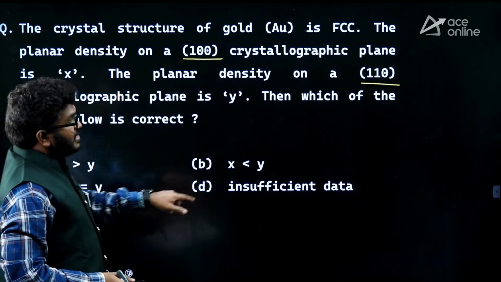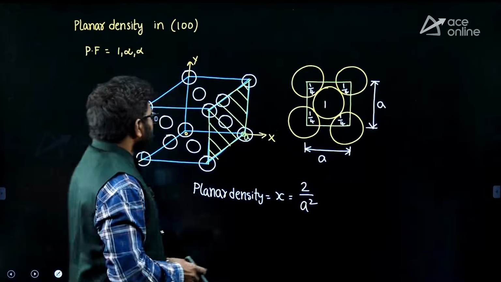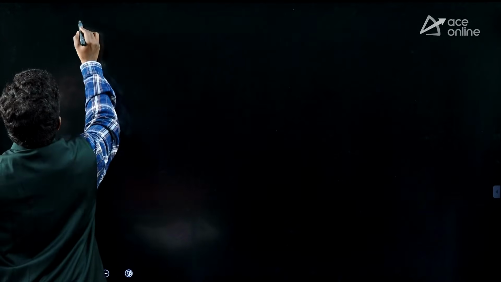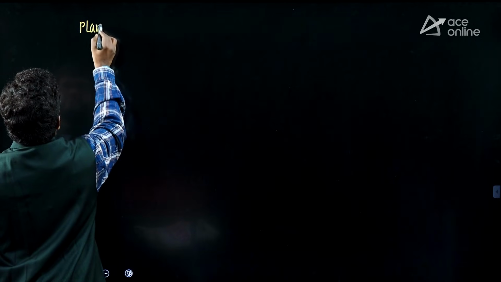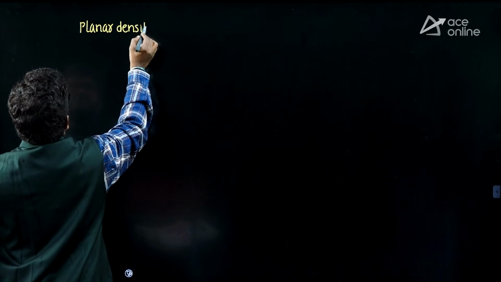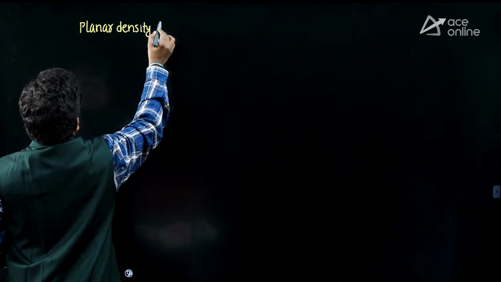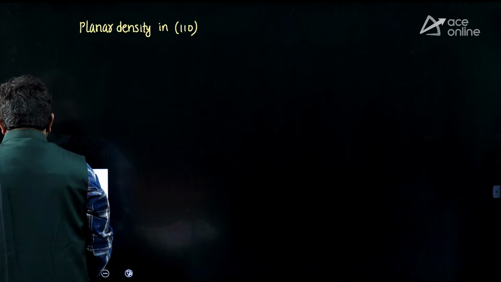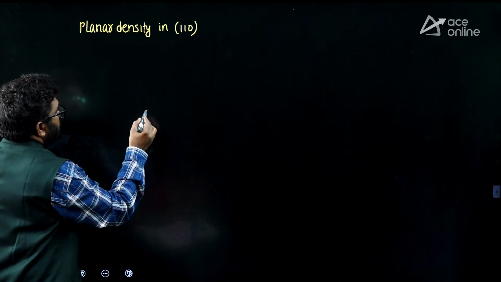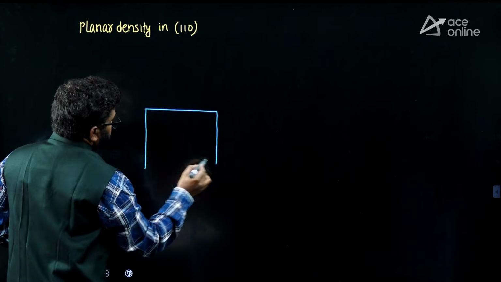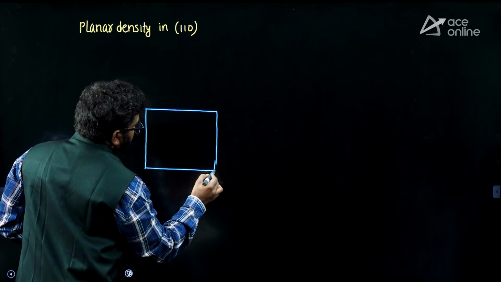Right. Second, they are asking 110. Same FCC structure I will consider. So planar density in 110 I will consider. Same FCC structure I will consider here also.